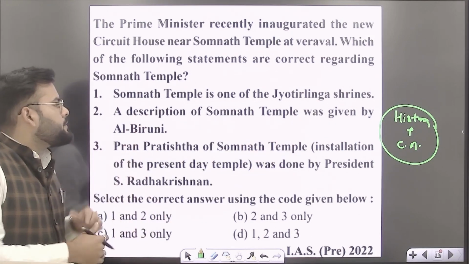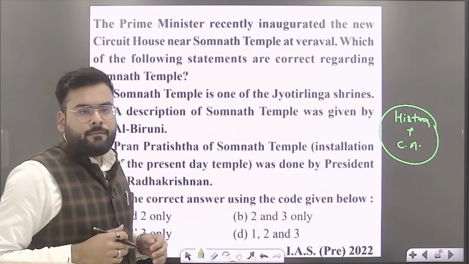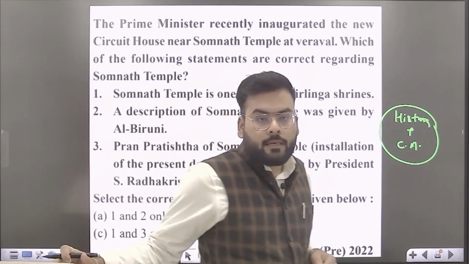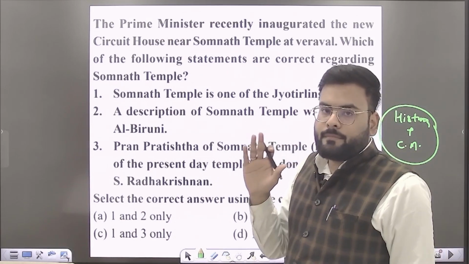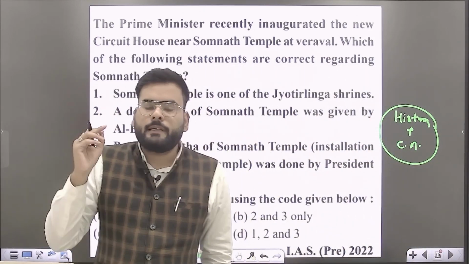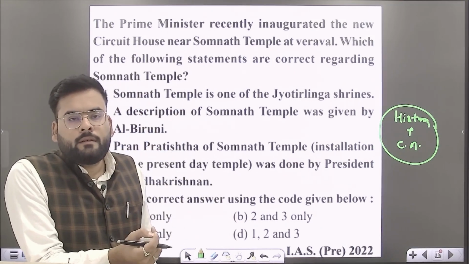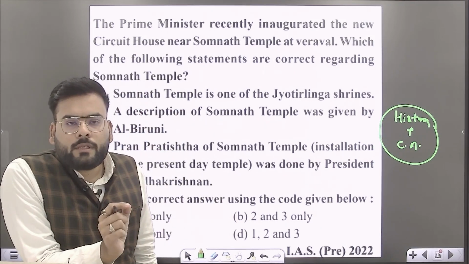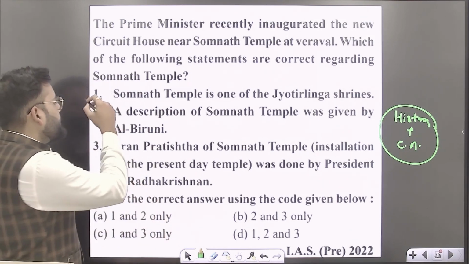Now let's see the first statement. Somnath temple is one of the Jyotirling shrines. What do you think? That is correct. All the Jyotirlings available in India right now are the pilgrimage sites of Shaivites and Hindus. Somnath temple is one of the most important Jyotirlings. So this one is obviously a correct statement.